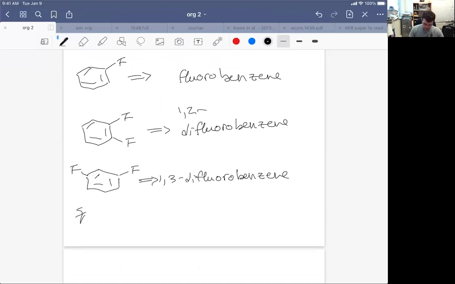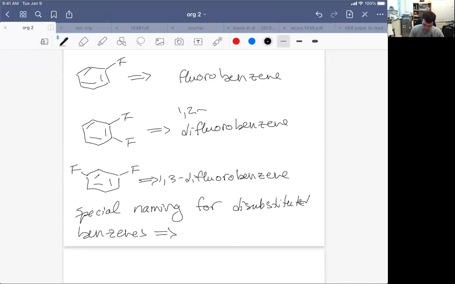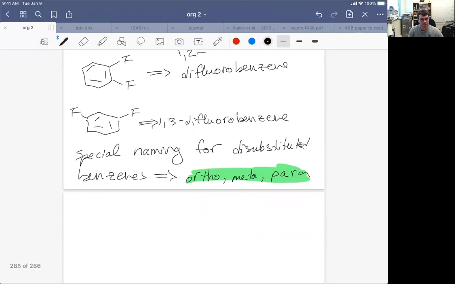Now, there's a special naming for disubstituted benzenes, and that is the ortho-meta-para nomenclature. This is fairly important, not just for getting the IUPAC question right on a test, but also for understanding in general how things are positioned around a benzene ring.